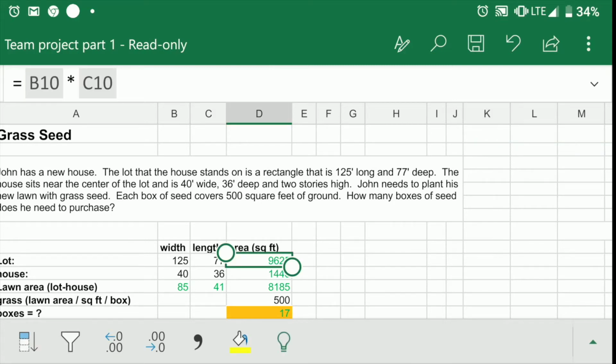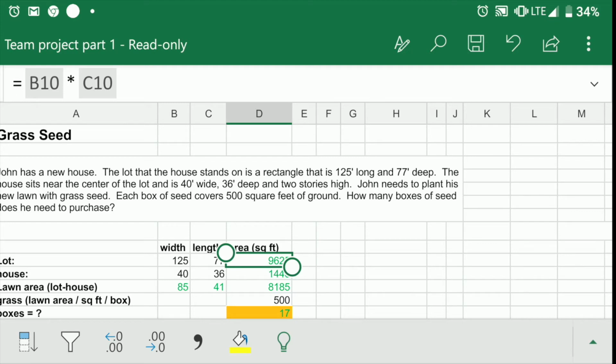B10 times C10 is assigned to D10. So the following D cells are going to be also assigned the same formula, only altered to match the correct row. So for example, the formula "equals B11 times C11" will be assigned to cell D11. The area of the lot came out to be 9,625 square feet.